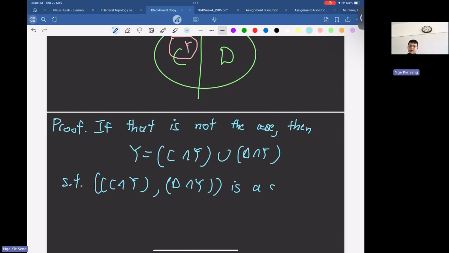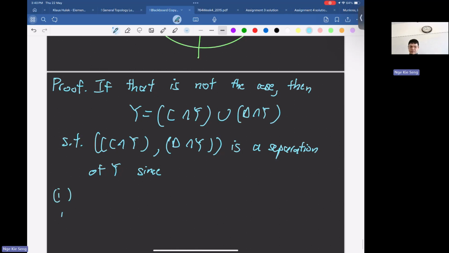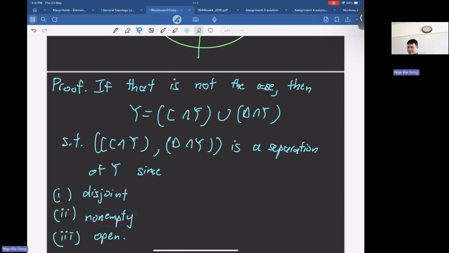So what do you need to check to show that this is a separation? Three conditions: disjoint, non-empty, open. Usually we show non-empty first, because if it is empty you don't need to check disjoint anymore. But non-empty is by assumption, because we assume Y can be split.